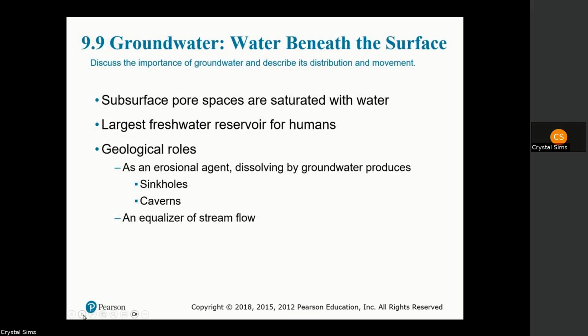So now we'll focus on groundwater, looking at water below the surface. Many people believe that groundwater occurs in underground rivers, which is really just not true. It is the largest freshwater reservoir for humans, and groundwater, just like surface water, can be erosional.